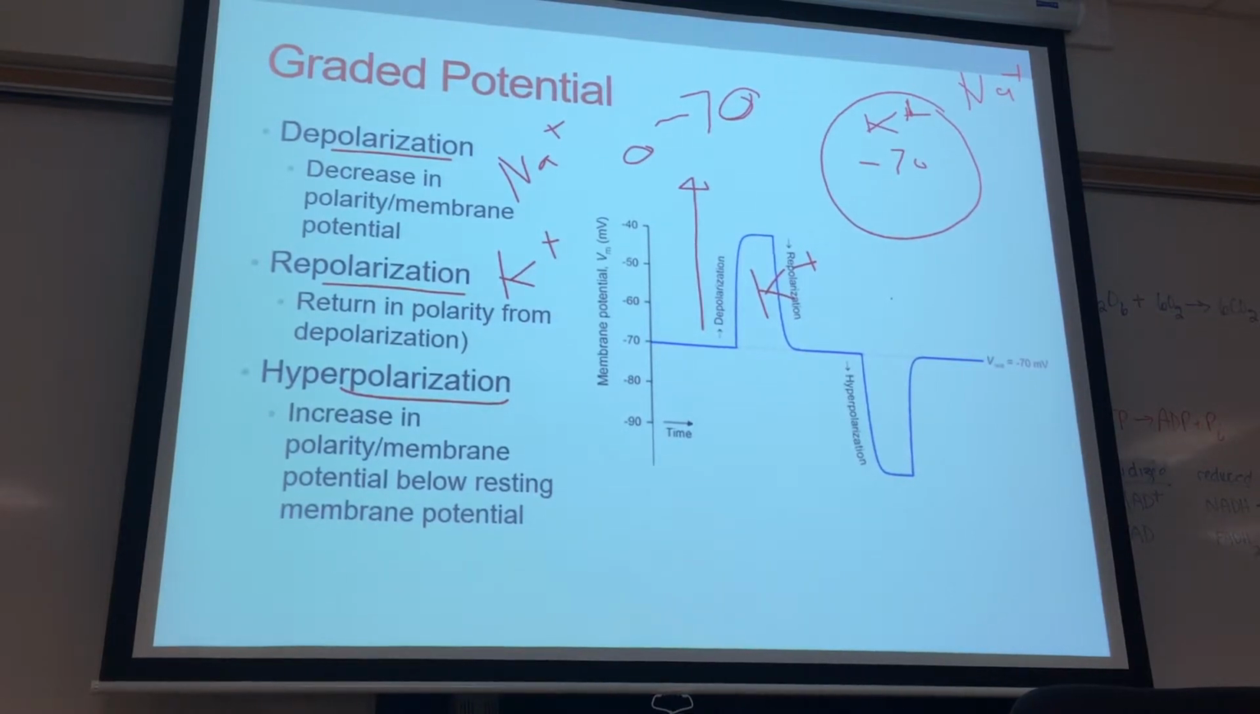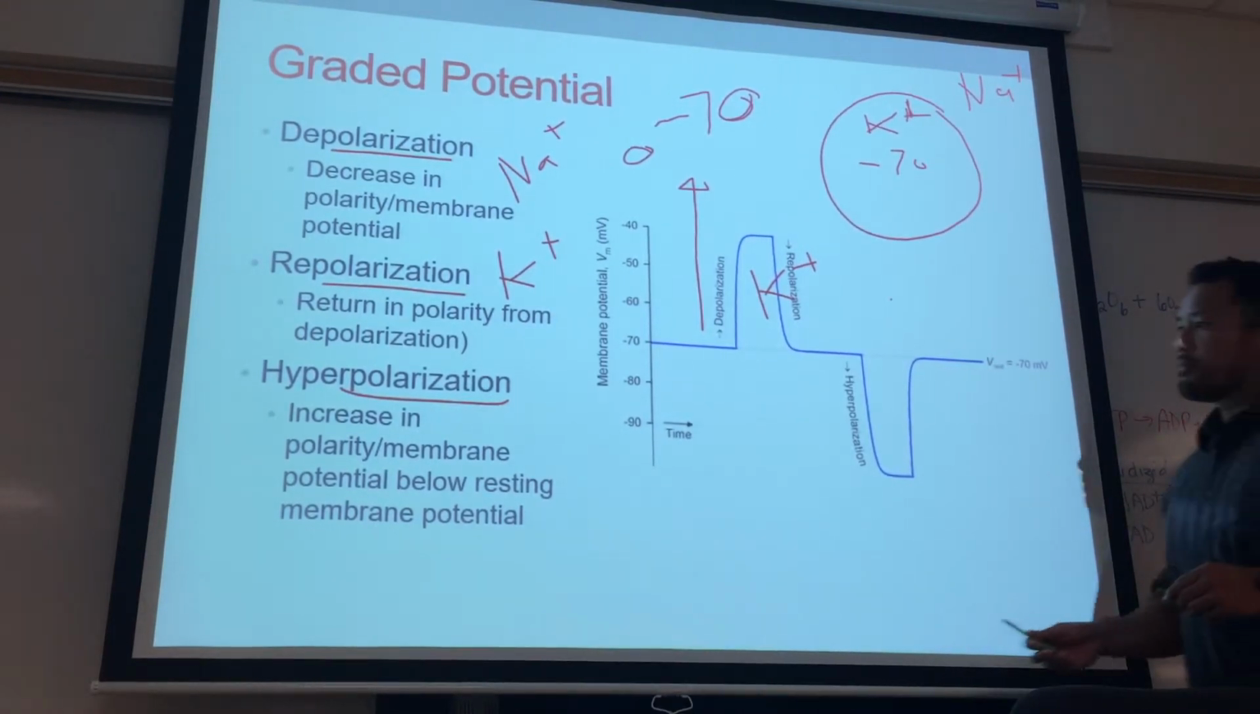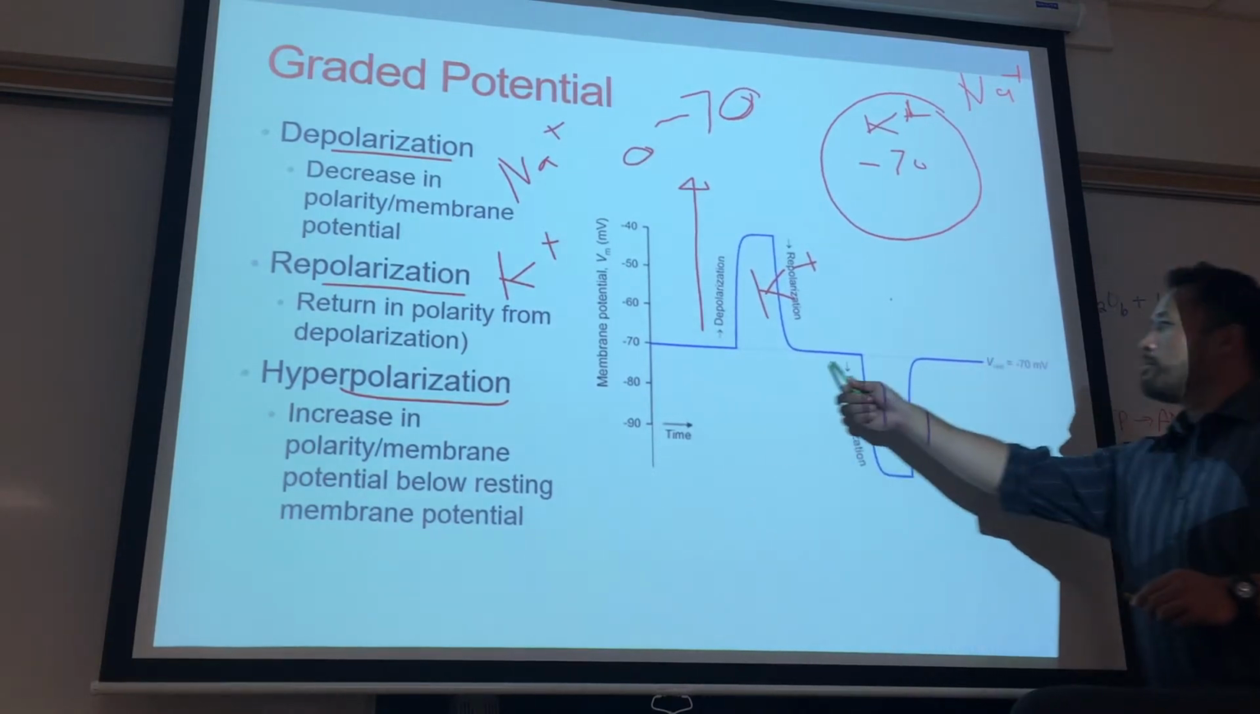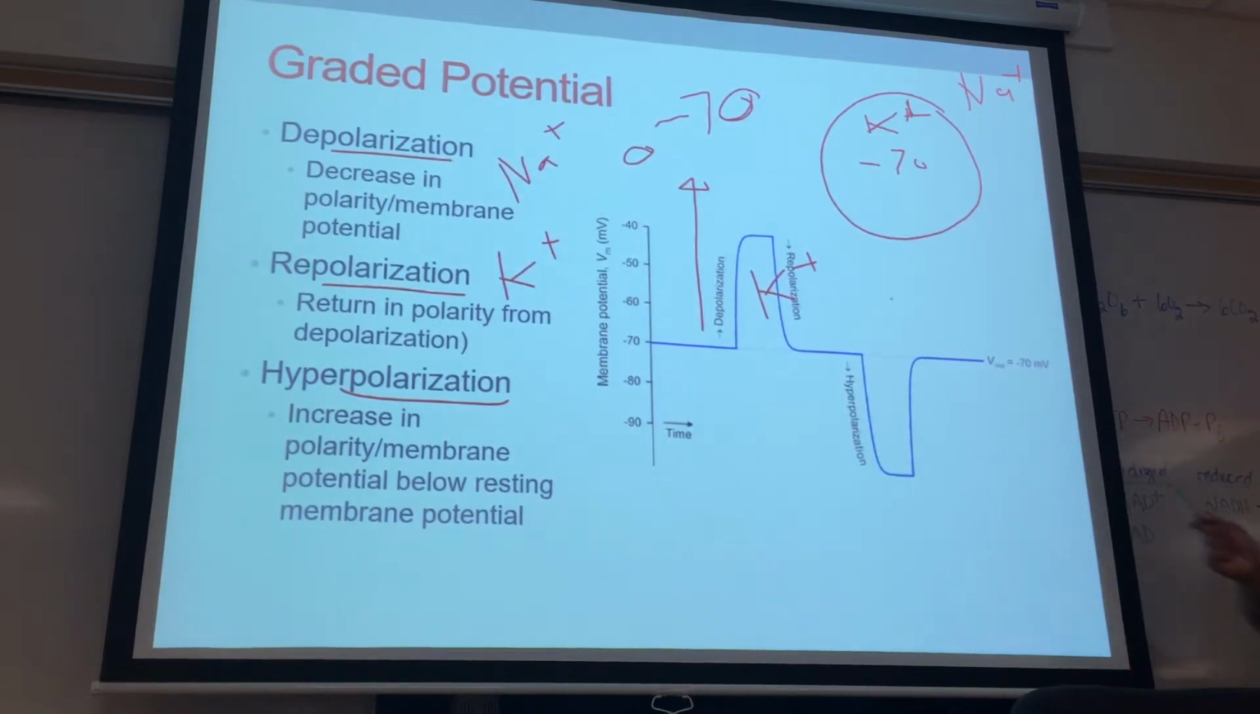And lastly, hyperpolarization. What would get us to be more negative than what we already are? Is that sodium, or is that going to be potassium? Potassium, right? So this, again, is going to be related to potassium. So now that we know which is going to be involved, and again, that's kind of a simplification of things, let's take a look at the next slide.